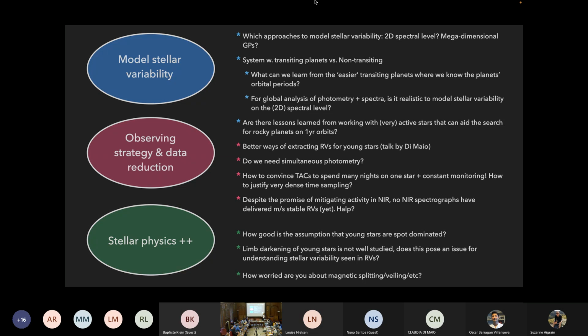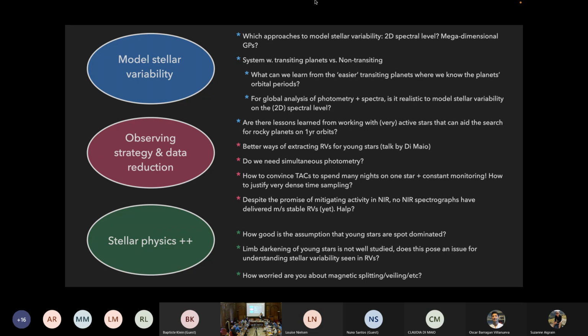I'll read both of them out, and then we can see which ones we want to discuss. My first question is, what can we learn from these easier transiting planets that we can then apply to, let's say, radial velocity surveys of open clusters or something, to find more young planets that are not necessarily transiting.